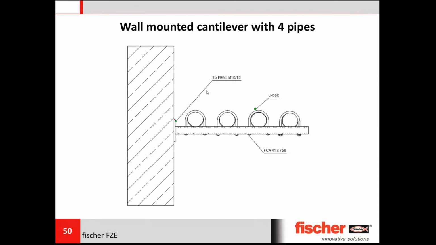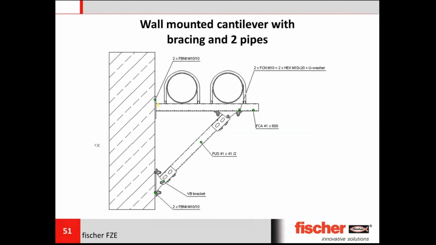Now this is another solution, which is a wall-mounted cantilever with bracing. The bracing is provided to give additional strength to the cantilever arm itself, because we are supporting here two pipes which are filled with water, so hence the load would be on the higher side.